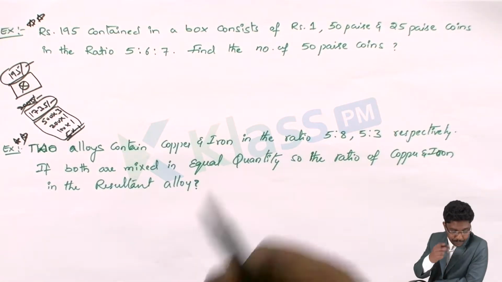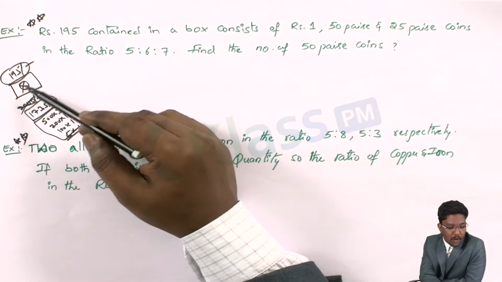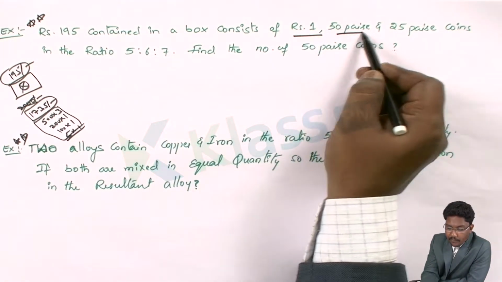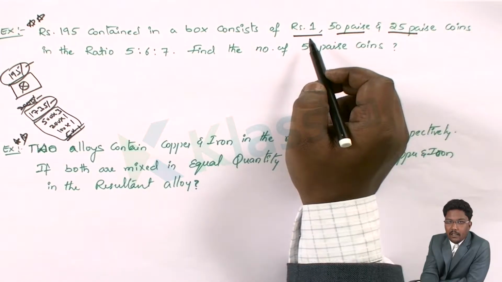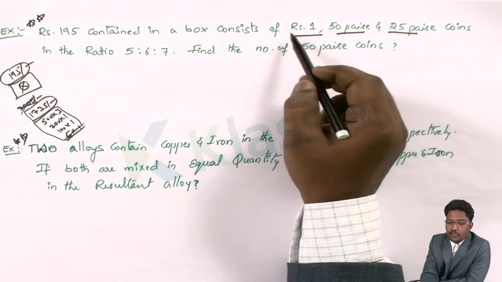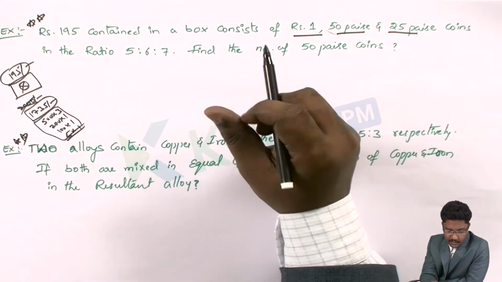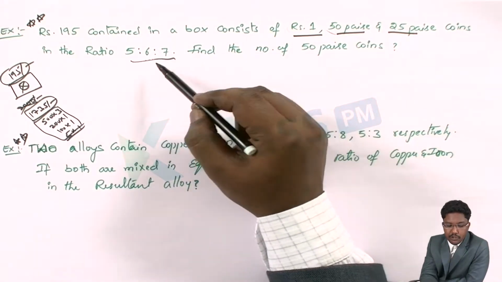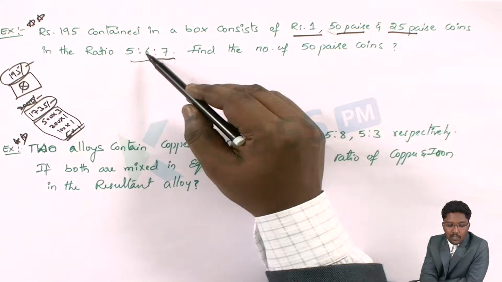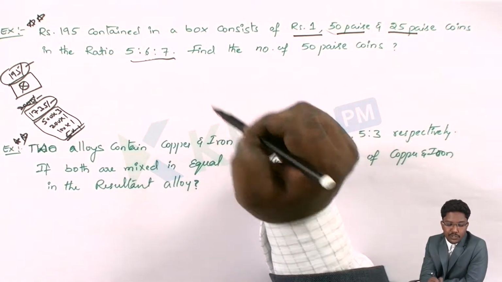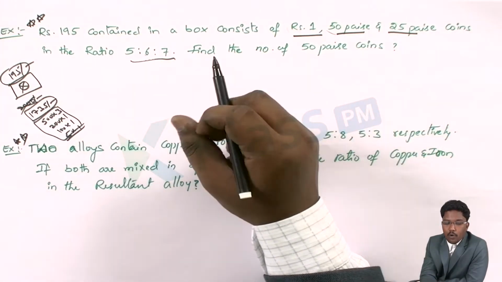In this way, 195 rupees in a box, and the denominations are 1 rupee, 50 paisa and 25 paisa. Some of the amount is 1 rupee, some of the amount is 50 paisa, and some of the amount is 25 paisa coins. They are in the ratio of 5:6:7. It is not the value, it is only the ratio. Okay. 5:6:7. Find the number of 50 paisa coins.